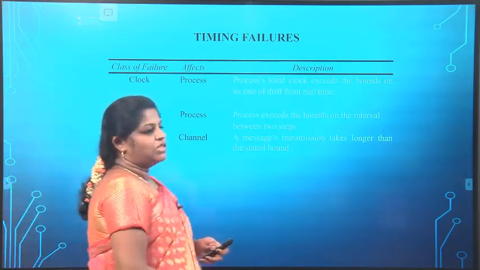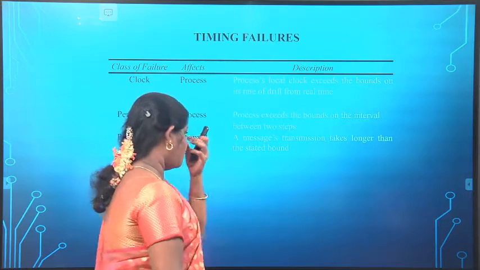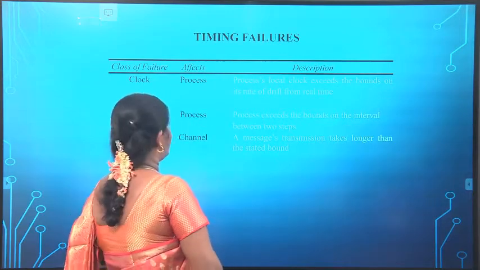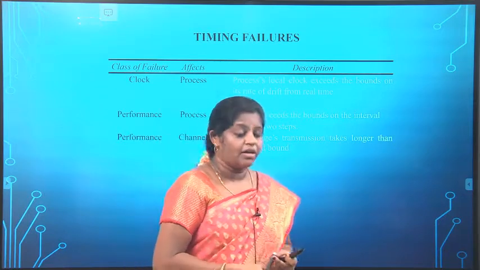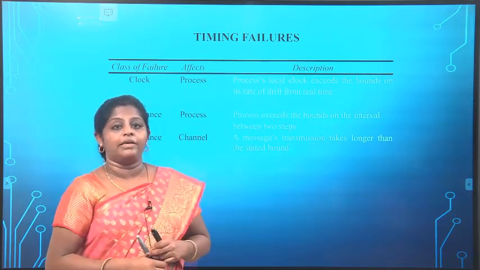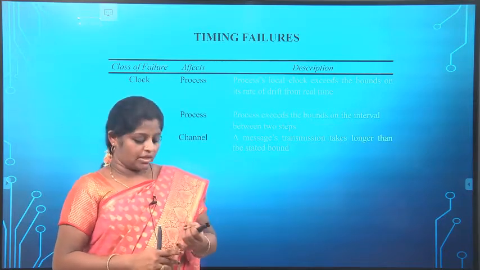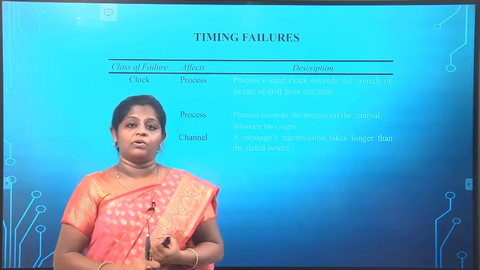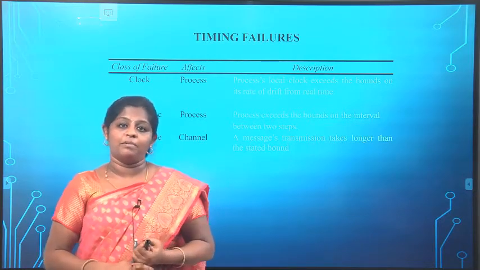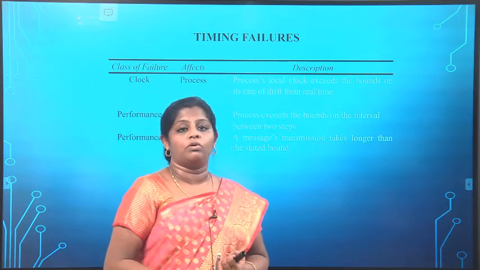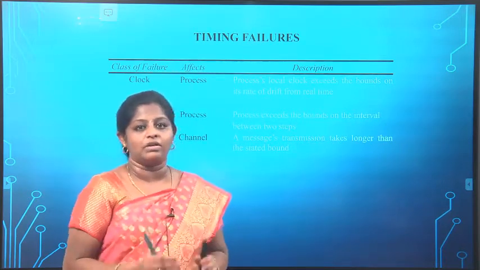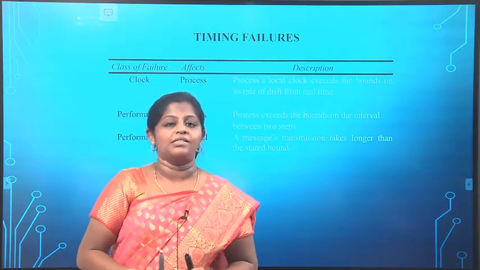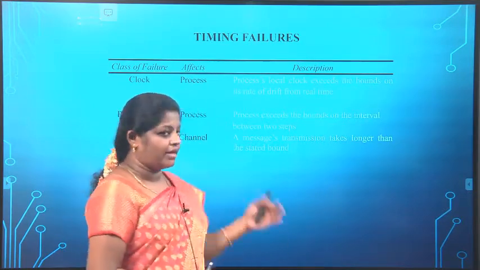And this one is the timing failures. How can we detect the timing failures? I told you in the beginning itself. Timing failures can be detected with the help of two things. If it is a synchronous process, we have a boundary, an upper bound and a lower bound. Within that time period, if the receiver is not receiving the message, then we can say there is a failure in the process.